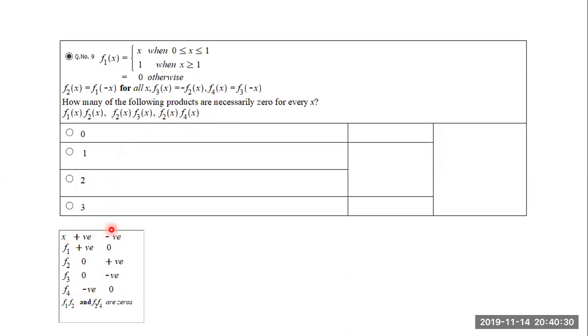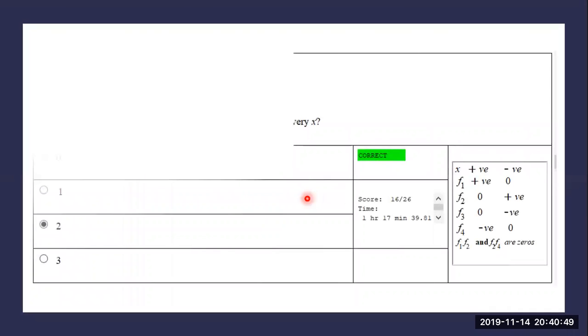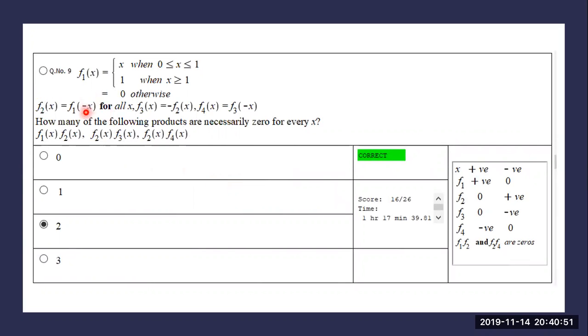And f2 f3 cannot be 0 when x is negative. Therefore, what is the answer? 2. Yes, 2 pairs, this pair and this pair. 2 meaning option 3. Option 3, very good. Then we will see the next question. So this is the answer. Got it.